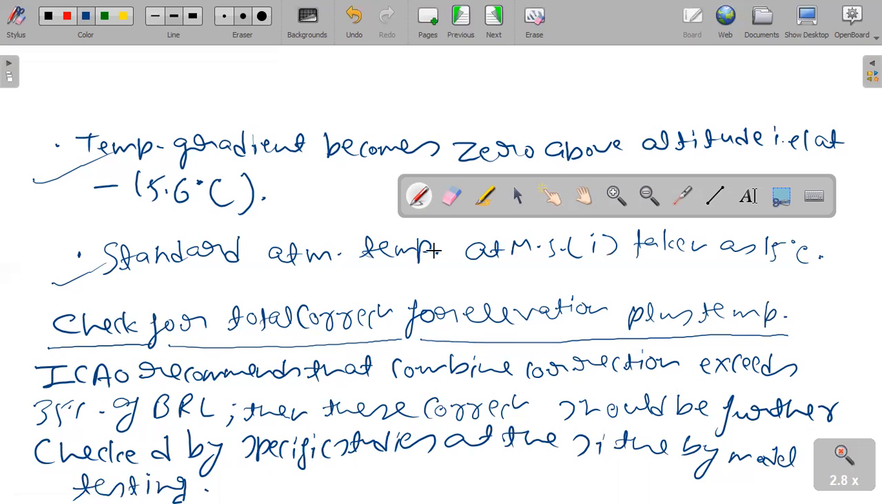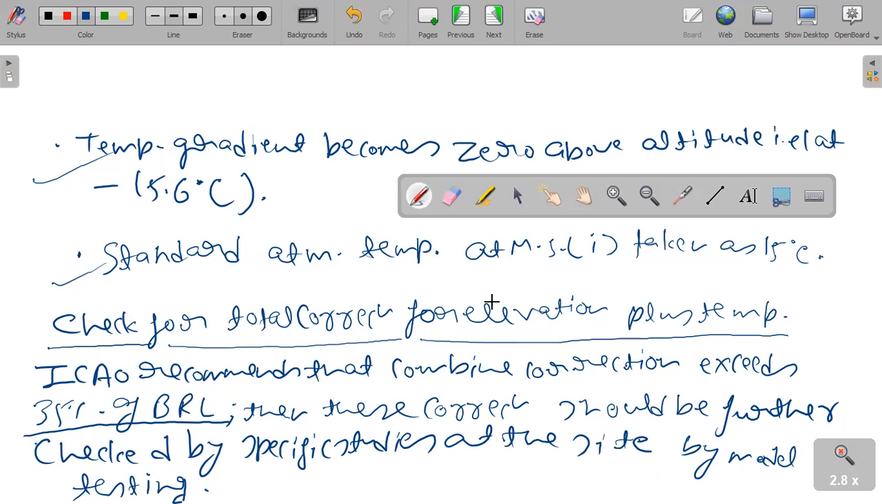combined correction exceeds 35% of BRL, then these corrections should be further checked by specific studies at the site, by model testing method. Okay, so this is the check for total correction for elevation plus temperature.